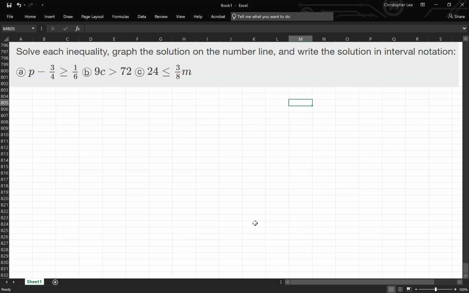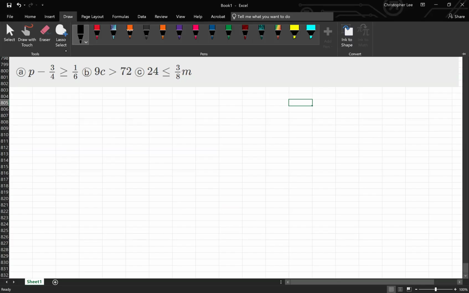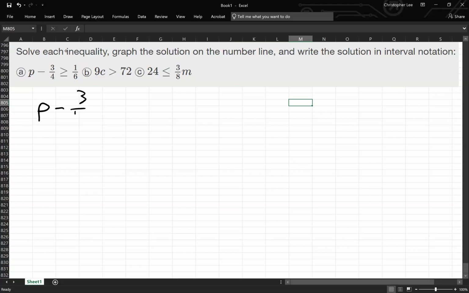All right, good now? All right, let's talk about this. So I have P minus 3/4 is greater than or equal to 1/6. So what should I do first? Right, so I'm gonna add 3/4 over here.